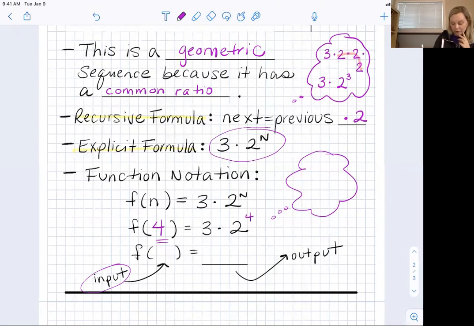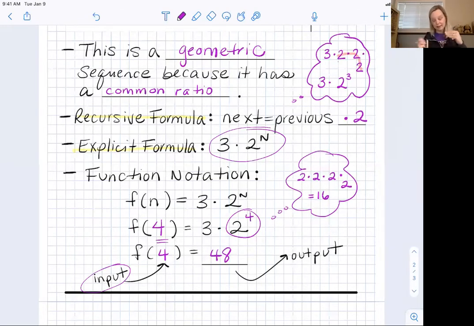2 to the 4th power means we have multiplied by 2 4 times. 2 times 2 is 4, times 2 is 8, and then times 2 is 16. So 2 to the 4th power would give me 16, times 3 would be 48. So that means in a function, if I input 4, I get out 48. In other words, at 4 minutes, I have 48 dots. It's just another way to think about what we can see in our table, but it's another way to think about how functions could be helpful in this case.